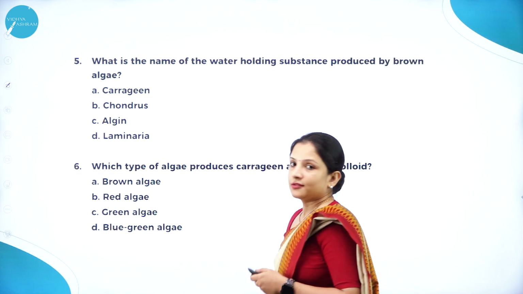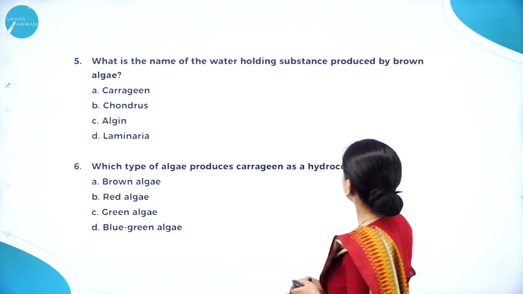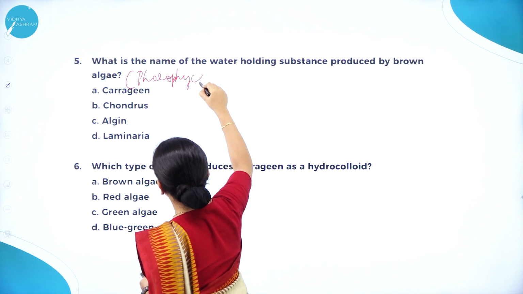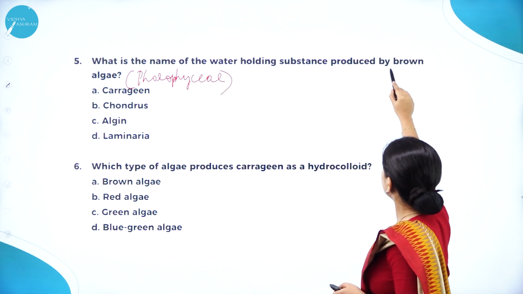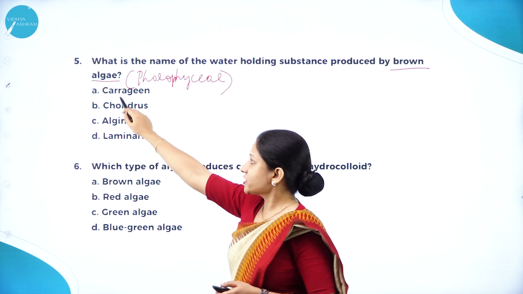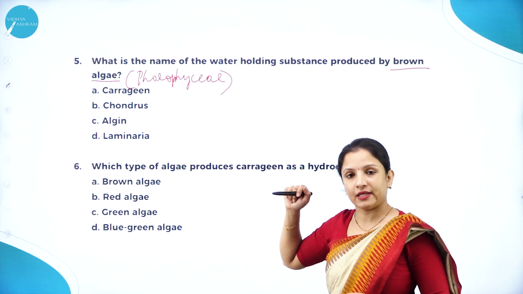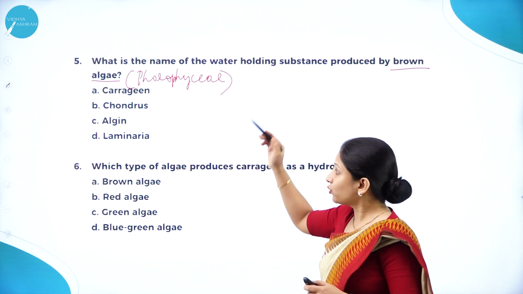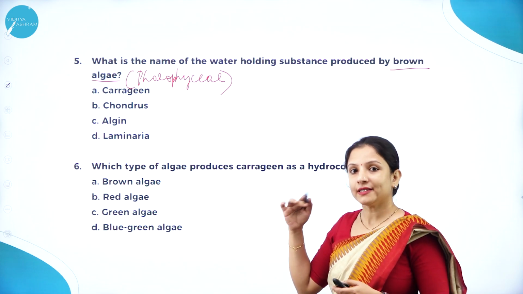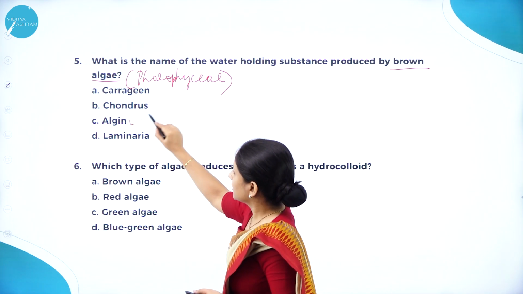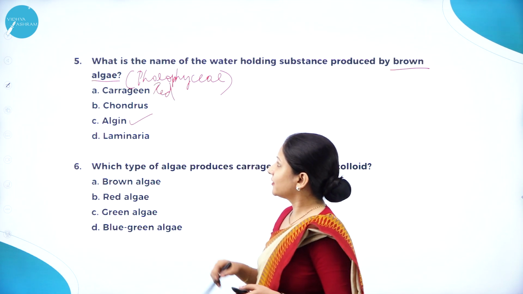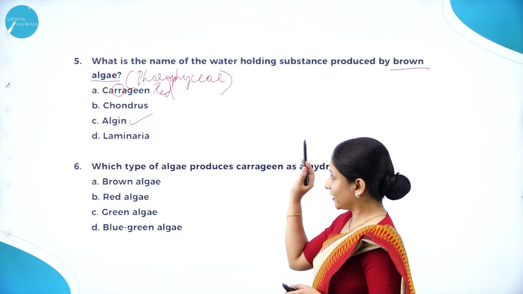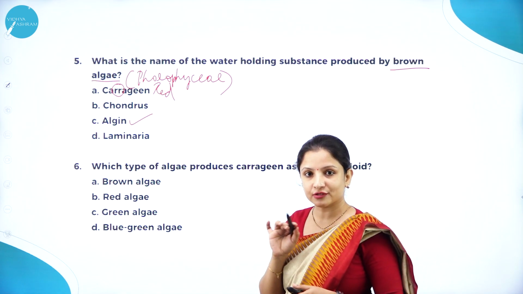It depends either way. Next question: what is the name of the water-holding substance produced by brown algae? Brown algae means Phaeophyceae. Now read the question very carefully. I have asked particularly regarding brown algae, because carrageen and algin are both hydrocolloidal in nature. They produce the water-holding substance called hydrocolloid. But the question is to find which one brown algae produce. Brown algae produce algin. Red algae produce carrageen. Remember like that: red, red. Red algae produce a hydrocolloid substance called carrageen, and brown algae produce a hydrocolloid substance called algin.